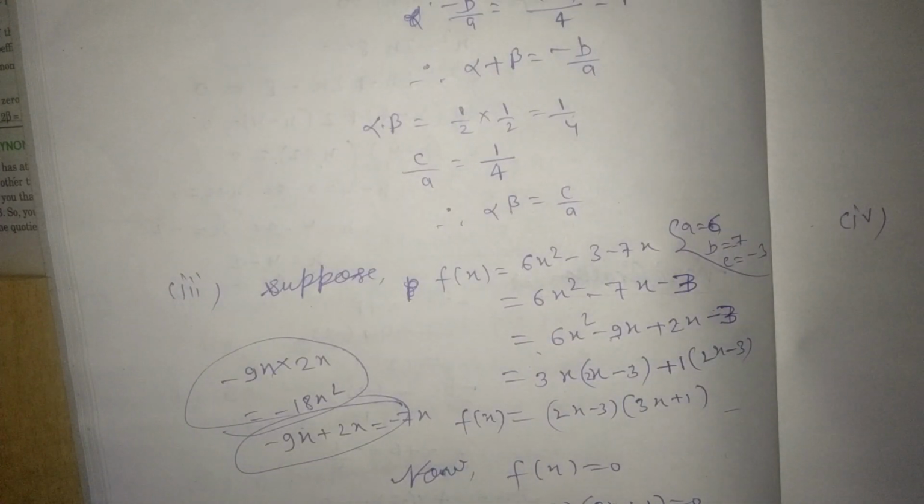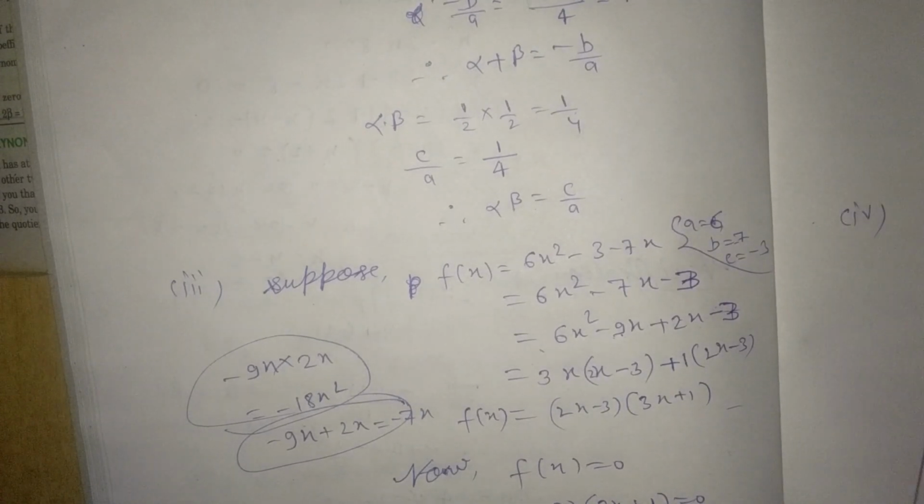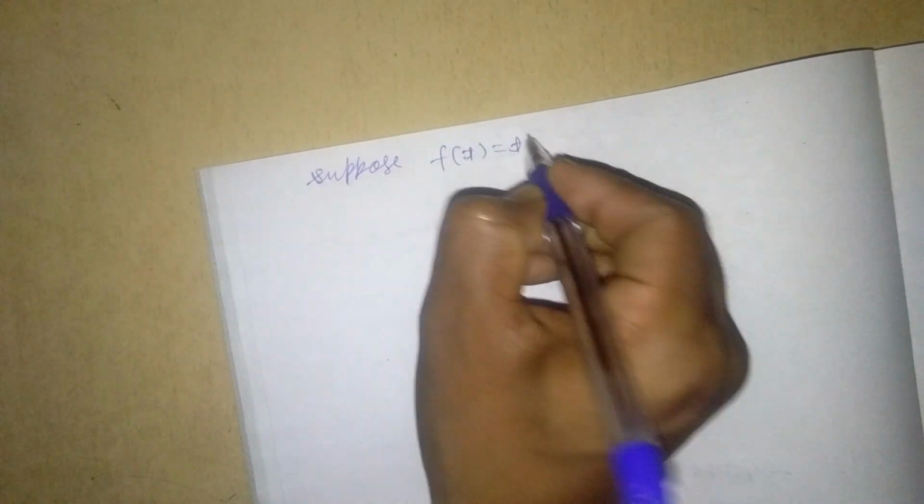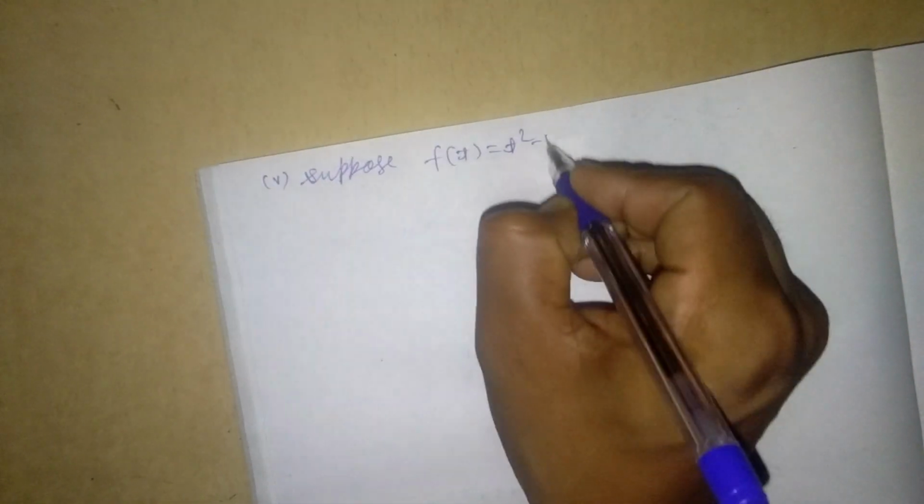Again our question fifth is t square minus 15. Here the variable is t, so we write, suppose f(t) equal to t square minus 15.